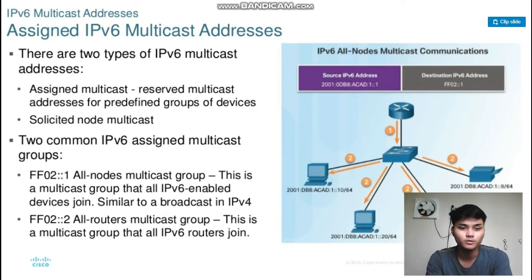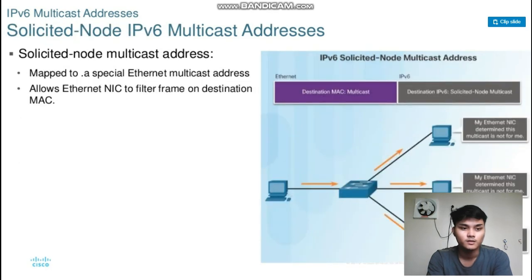So there are two types of IPv6 multicast: assigned multicast and solicited node multicast. Assigned multicast addresses are reserved for predefined groups of devices. Solicited node multicast addresses map to special Ethernet multicast addresses, which allow the Ethernet NIC to filter frames based on destination.